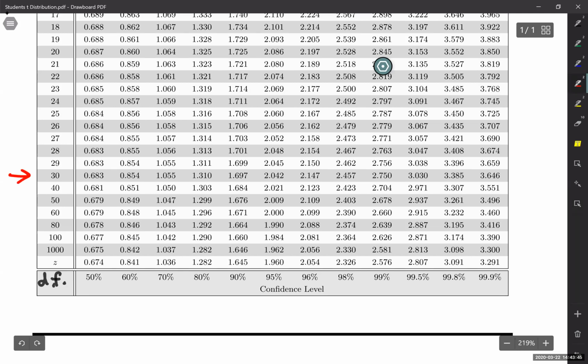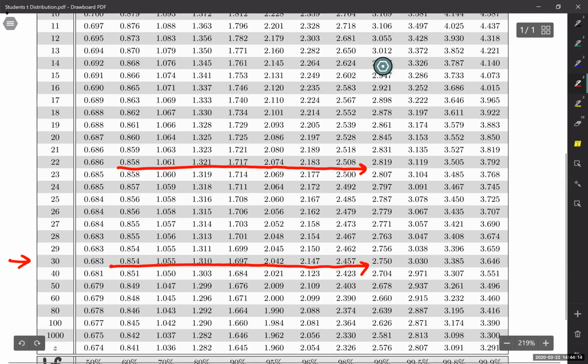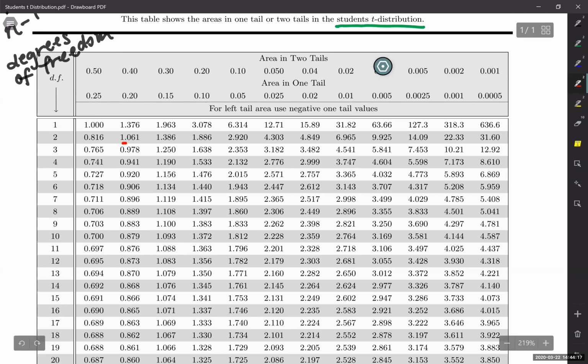For given degrees of freedom, as the confidence level increases, so confidence levels are on the bottom, increasing is going to the right. So as we go to the right, what happens to the critical values? Looking here at 30, as I go to the right, the critical values are getting larger. It doesn't matter which row you pick, going to the right, the numbers are increasing.